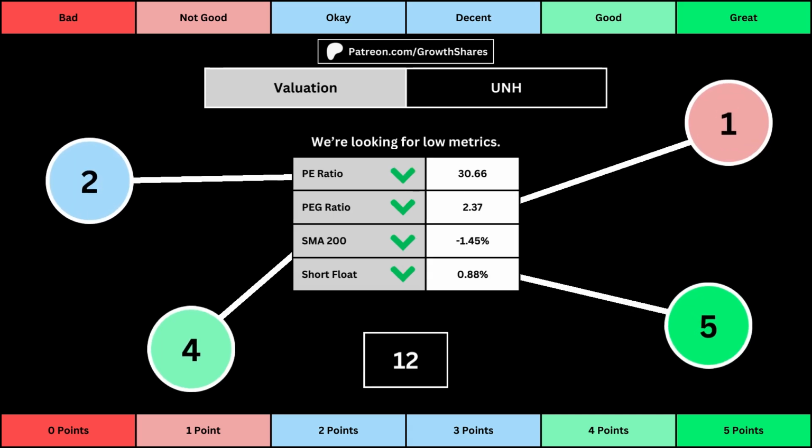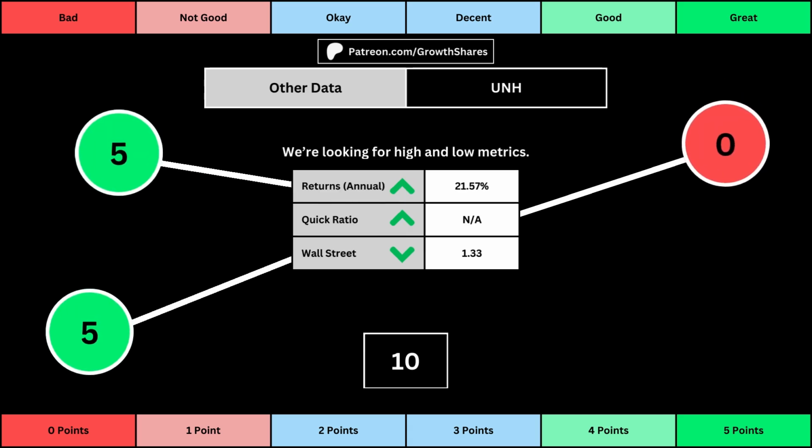This third set of metrics deals with the valuation of the company's stock based on its business. Think of the P/E ratio as a measure of speculation around the stock. We want it low. The PEG ratio adds earnings growth to the P/E ratio. Then, the 200-day simple moving average is the average stock price over that period. We want that low because it means we have a cheaper stock price. And then, short float is basically how bearish other investors think of the stock. For these 4 metrics, we want the values to be as low as possible. That will give us a higher point total within the bubbles.